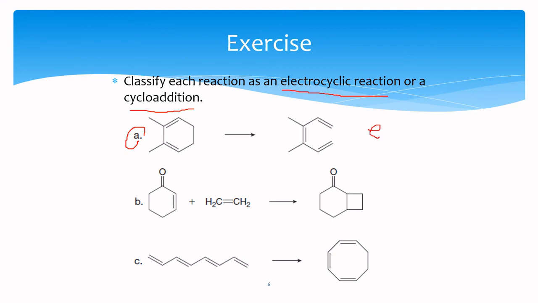If we look at B, B involves two molecules or two starting materials, and it does not show any ring closing or ring opening. So it is a cycloaddition reaction. If we look at C, it has a conjugated polyene here, which closes to give a cycloalkene. So this is an example of an electrocyclic reaction.